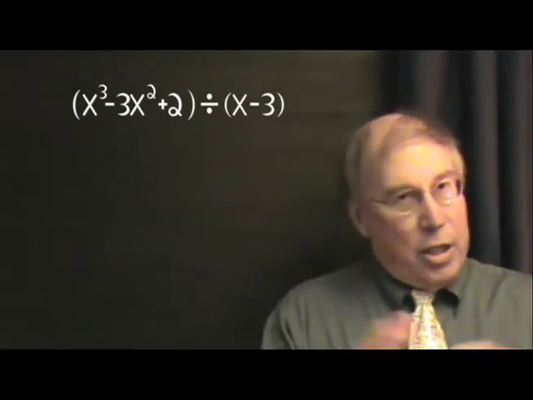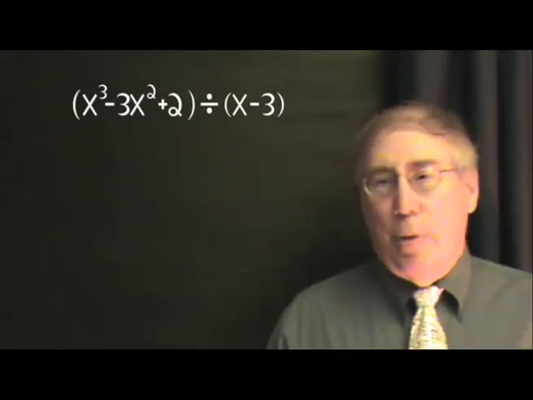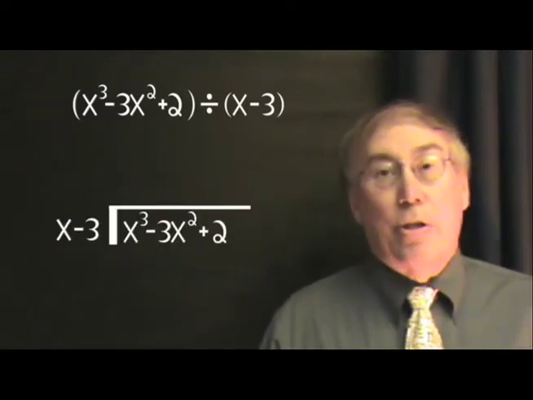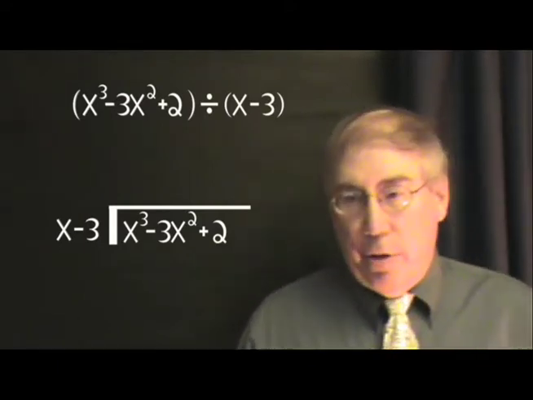So let's just follow that same procedure now with a polynomial. x minus 3 is our divisor. x cubed minus 3x squared plus 2 is our dividend. So let's just set it up like a regular division problem.